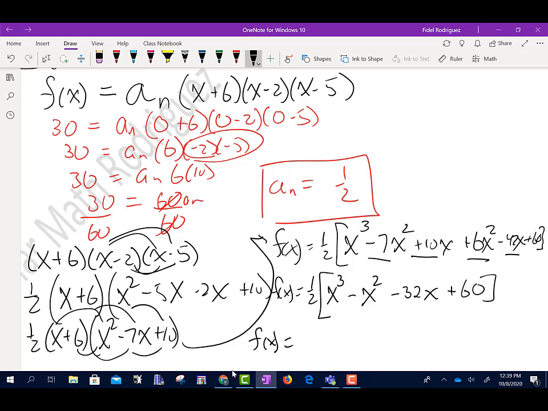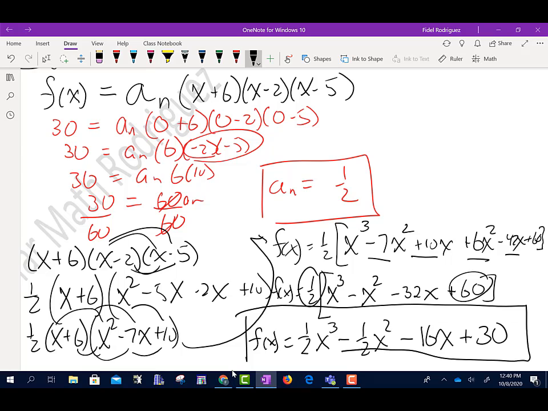So the next thing I'm going to do, I'm going to go ahead and distribute my 1/2. So we're going to have 1/2 x to the third minus 1/2 x squared. Half of 32 is 16, and half of 60 is 30. Okay. So I want you to look at my polynomial. We multiplied the whole thing out, right? Look at our leading term. Our leading term is a positive 1/2 x to the third, right?